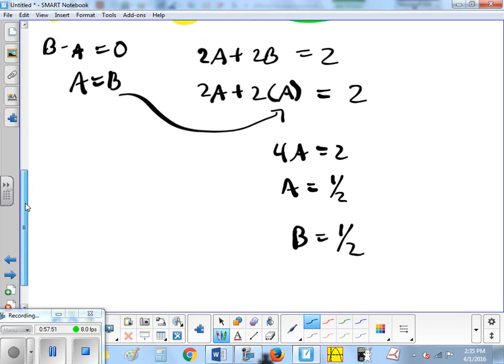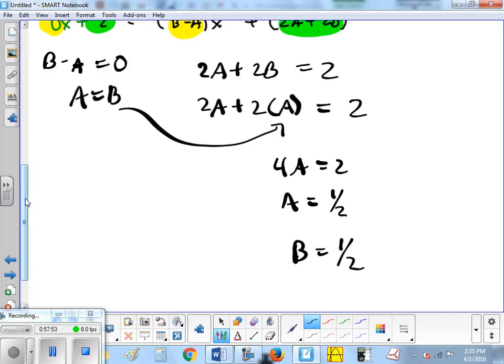This means b is also a half. Okay, so a and b are both a half. Now go back and do the problem. Like, integrate it. Now that you know a and b are both a half.